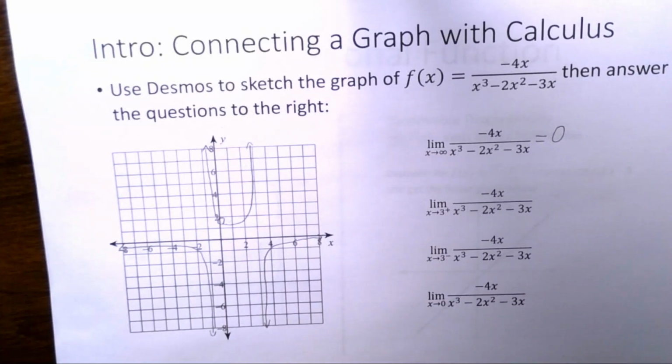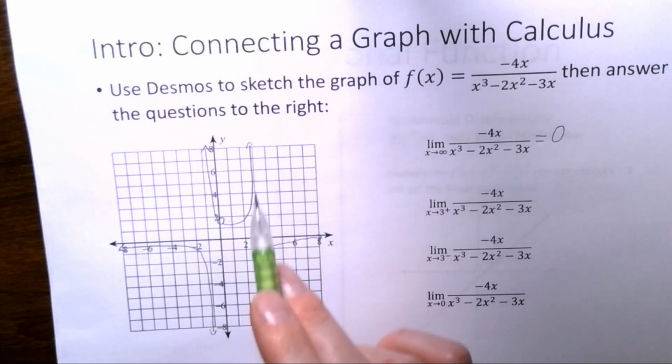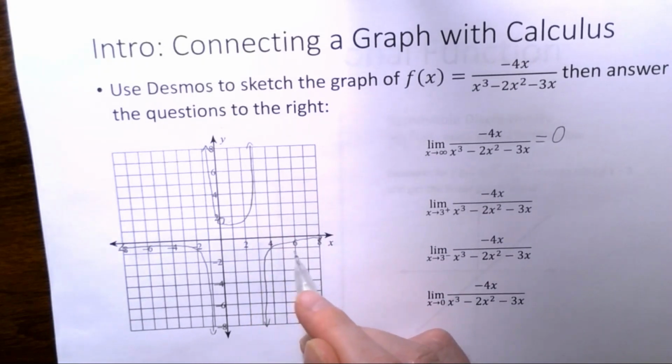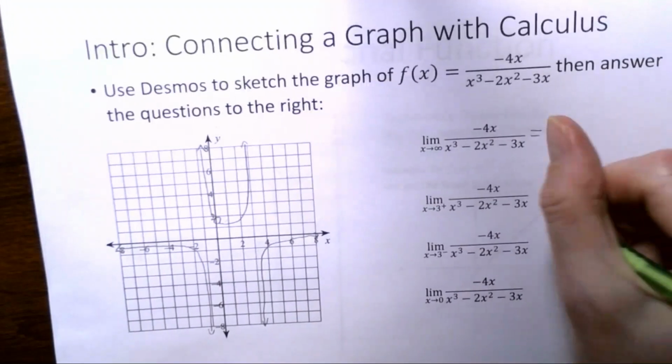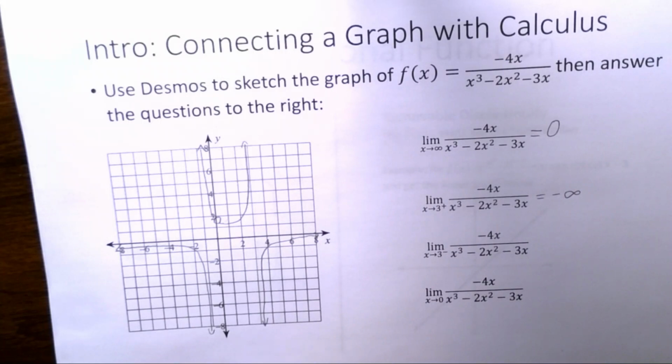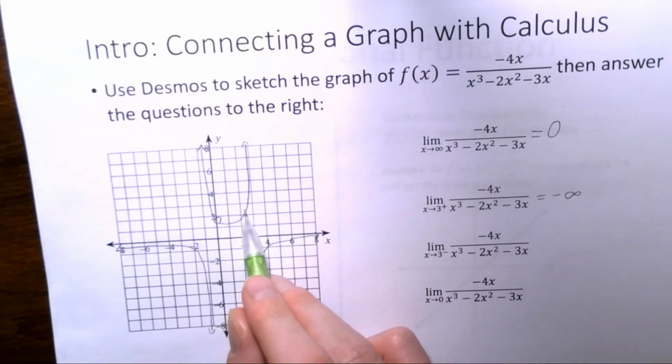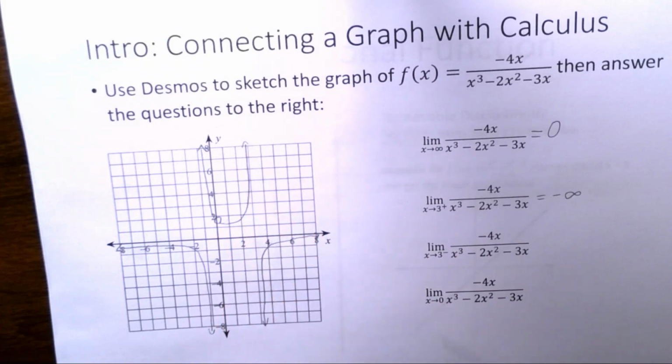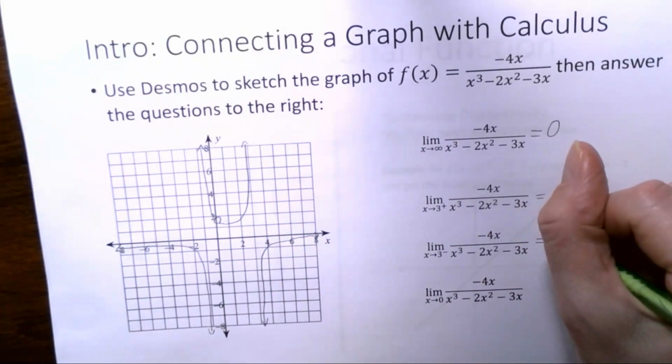Now, for the limit as x approaches 3 from the right of this function, here is x equals 3. If we are approaching 3 from the right, it is going down forever. So this limit would be negative infinity. If we're approaching 3 from the left, that would be right here, and we end up going up forever. So this would be positive infinity.